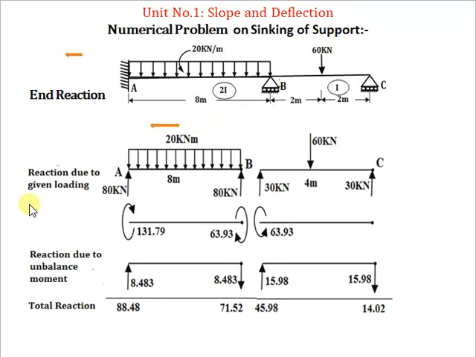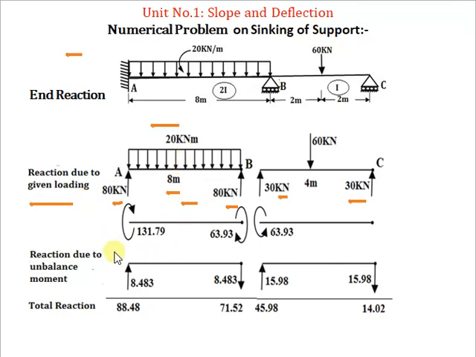First, let's find out the reaction due to the given loading. Consider each FBD of each span. So 20 kilonewton per meter UDL is there for the 8 meter span. So 20 into 8 divided by 2, having 80 kilonewton at each end in upward direction. And for the 60 kilonewton load which is acting at the center, divided by 2, we have a 30 kilonewton reaction at each end. So these are the reactions due to the loading.